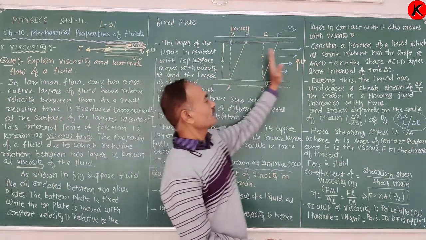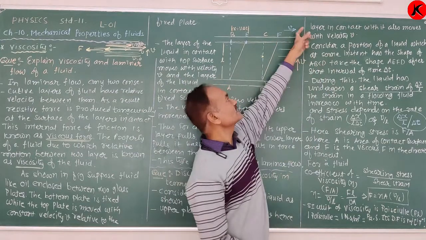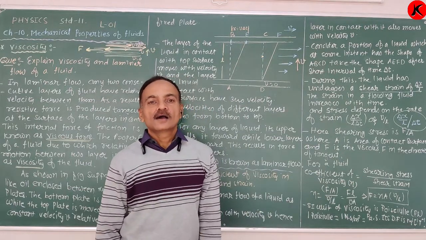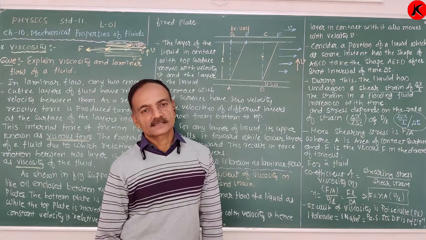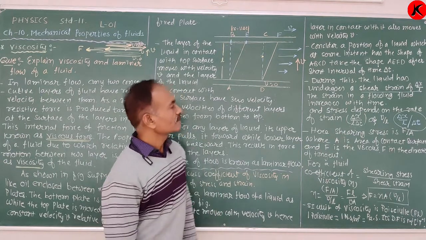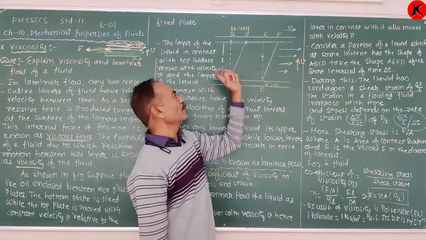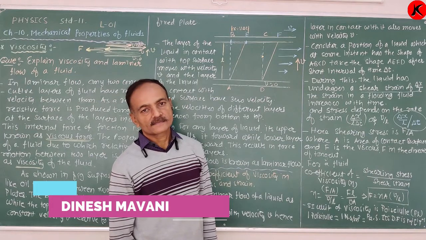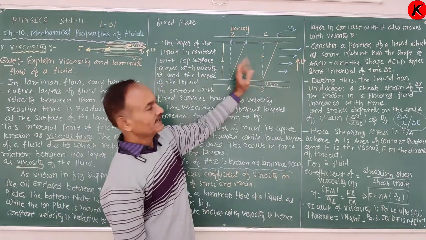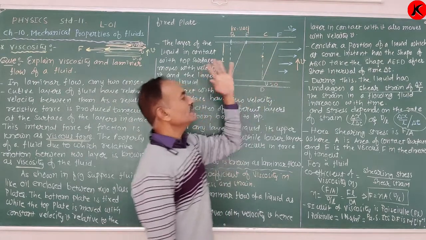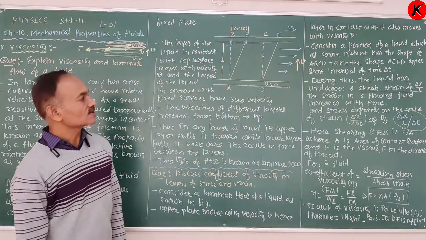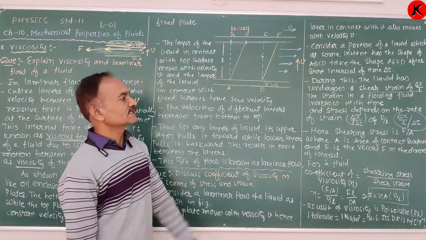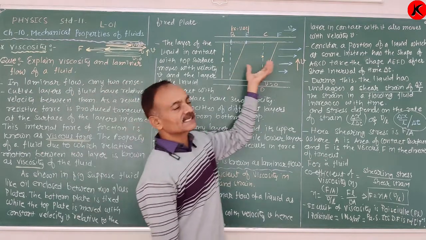Because the fluid is flowing with velocity, the viscous force also acts tangentially between the contact surfaces of the two layers. Therefore, consider the portion of fluid ABCD at some instant t. This portion takes the shape AEFD after a short interval of time delta t. During this, the liquid undergoes a shearing strain.